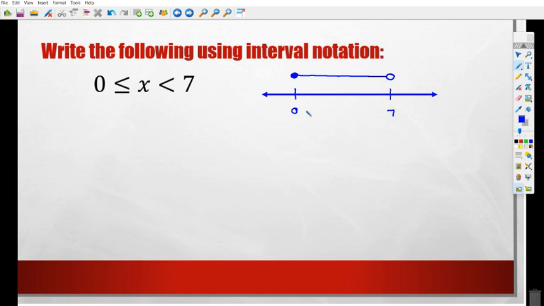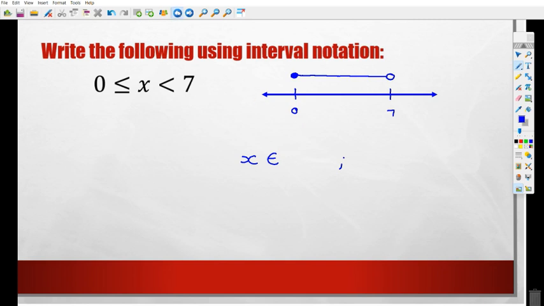So x can be any value in between 0 and 7. It can be 1, 2, 3, 4, 5, 6, and it can't be 7, because we're not including 7. Now, this is my interval notation. So x is an element, and I'm going to put my colon. Which two values am I working with? Where's x? It's in between two values.